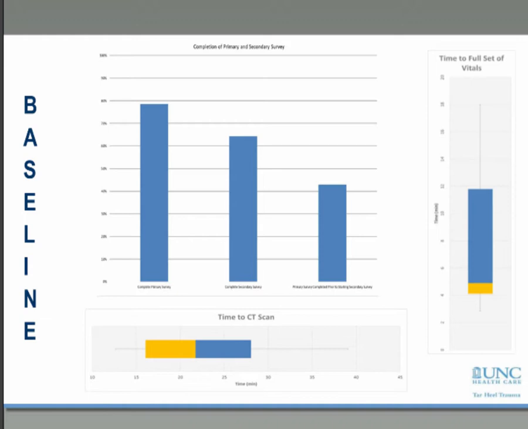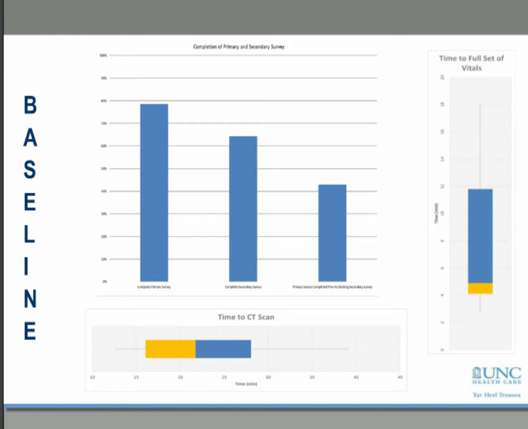Also looking at this same graph, how many times did we do the secondary survey, which is a complete head-to-toe physical? About 65% of the time. And then from a communication standpoint, it just seemed like things were all over the place. Both the primary and secondary surveys were completed only about 45% of the time. If you look over to the right of the screen, we measured the time to obtaining our first set of vitals, and that was really disturbing to me because that was sometimes up to 12 minutes.